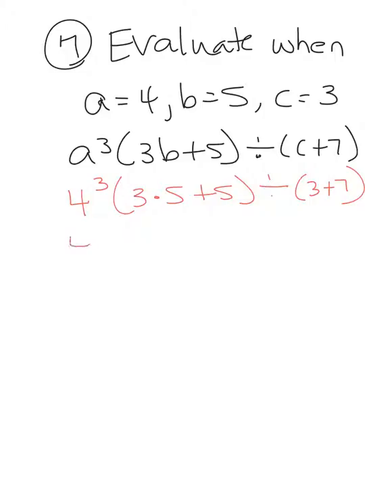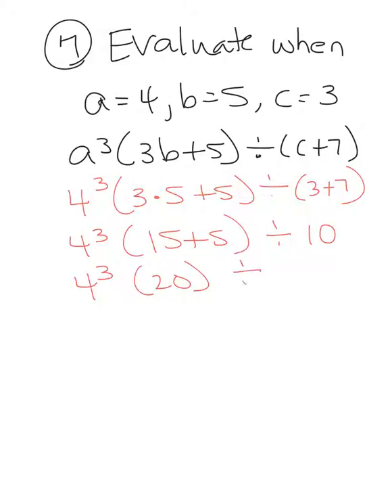So I have to clean up my parentheses. So this gives me 15 plus 5. Again, I'm going to do multiplication before I do addition, divided by, and this set of parentheses, 3 plus 7 gives me 10. I'm still worrying about my parentheses, my grouping symbol. So I have 4 to the third times 20 divided by 10. So I have 4 to the third, which is 64, times 20 divided by 10.